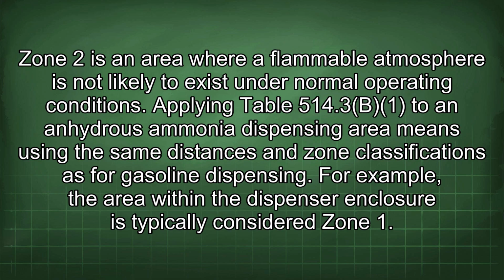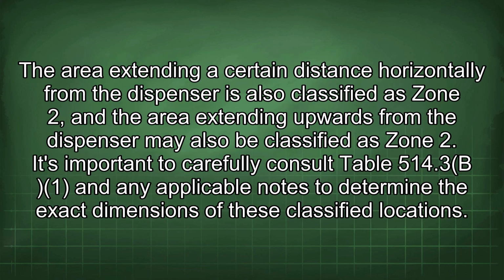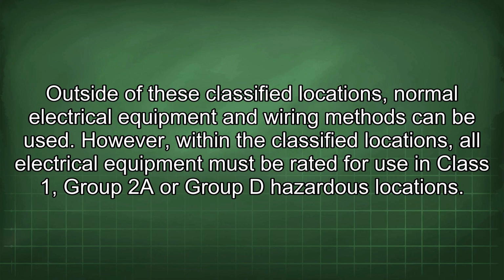Applying Table 514.3(B)(1) to an anhydrous ammonia dispensing area means using the same distances and zone classifications as for gasoline dispensing. For example, the area within the dispenser enclosure is typically considered Zone 1. The area extending a certain distance horizontally from the dispenser is also classified as Zone 2, and the area extending upwards from the dispenser may also be classified as Zone 2. It's important to carefully consult Table 514.3(B)(1) and any applicable notes to determine the exact dimensions of these classified locations. Outside of these classified locations, normal electrical equipment and wiring methods can be used.